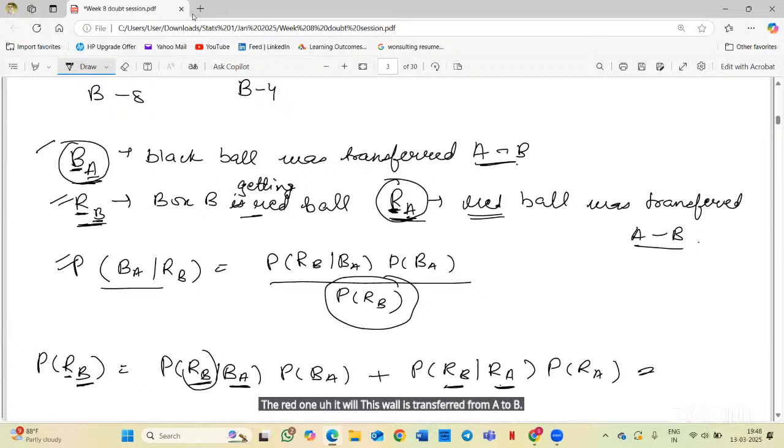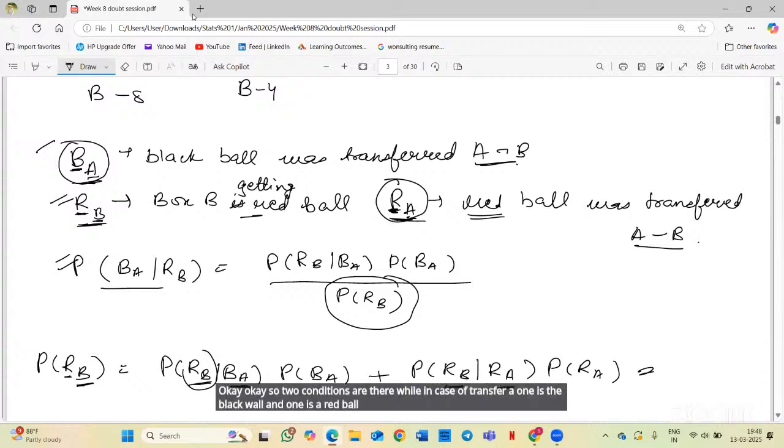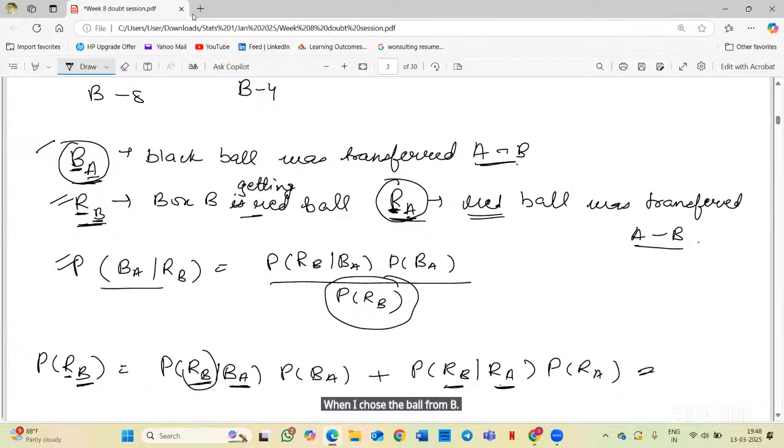No, it is asking, if the ball that I'm choosing from box B is red, what is the chance that the black ball was transferred at that time? Okay, so two conditions are there in case of transfer. One is the black ball and one is the red ball. So among these two conditions, what is the probability that a black ball was transferred from A to B when I chose the ball from B? Yes, when you chose a red ball from B. Okay.